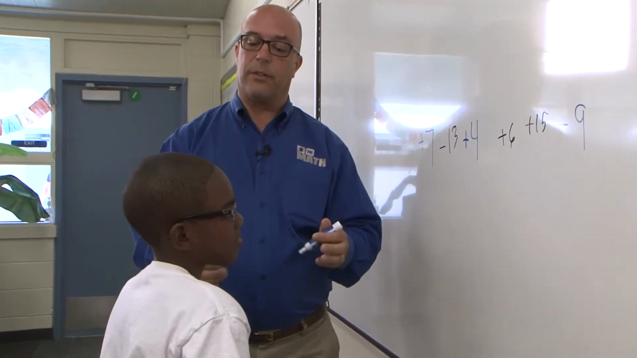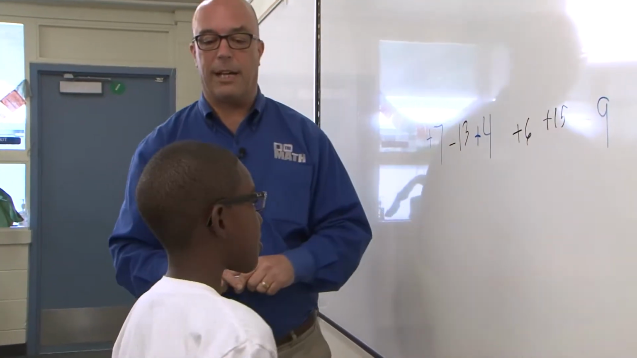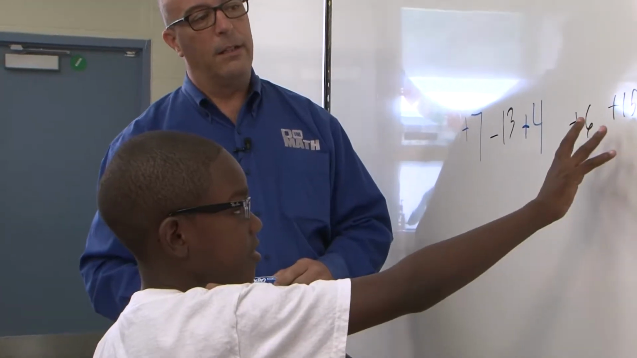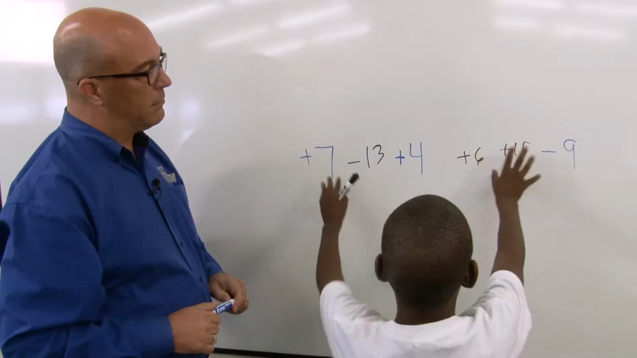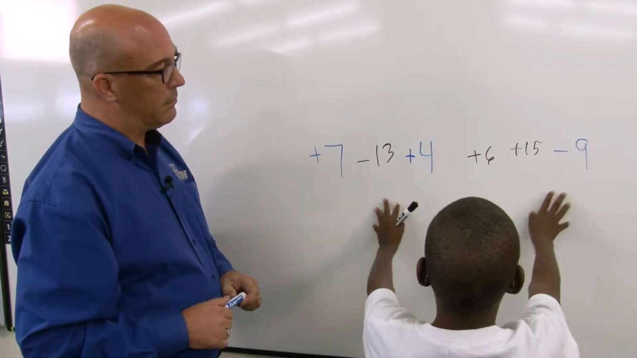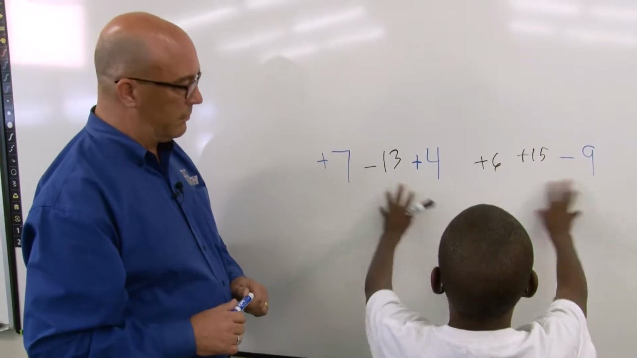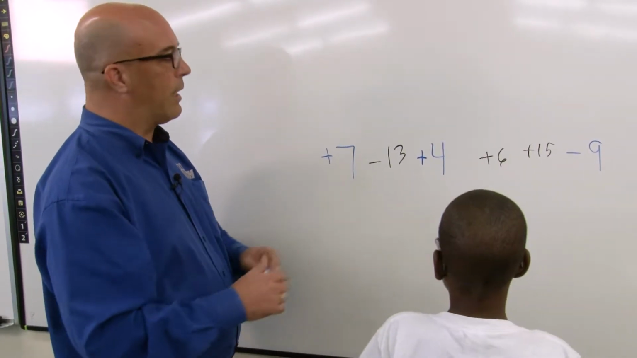Just talk to me first before you do anything. What would you like to do? How would you like to evaluate that? I would bring this down, and then I would add the negatives first together. Okay. And so why don't you go ahead and do that first?